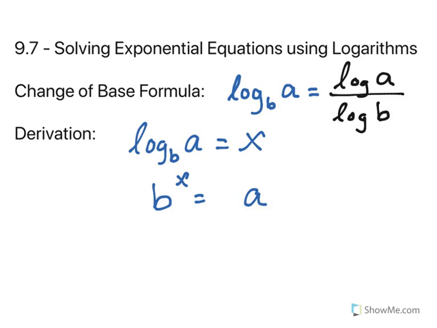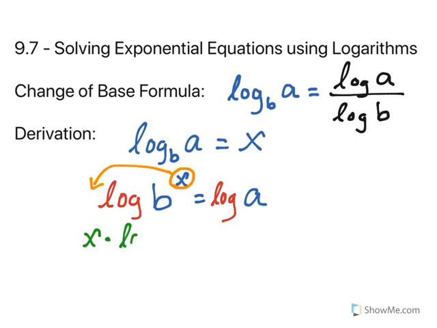Now what we can do is kind of like taking the square root of both sides of an equation or squaring both sides of an equation. We can take a log of both sides, okay, because we're applying the same type of function to both sides of the equation. And what that allows us to do is apply properties of logs. I can now take this and move it out in front, which would now give me x times log of b is equal to log of a.